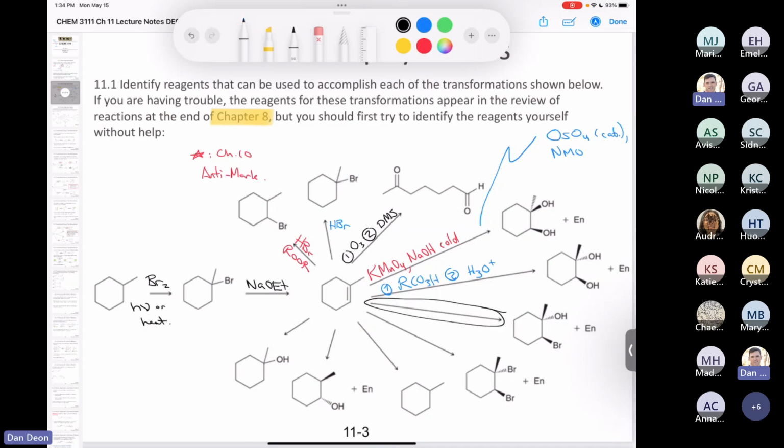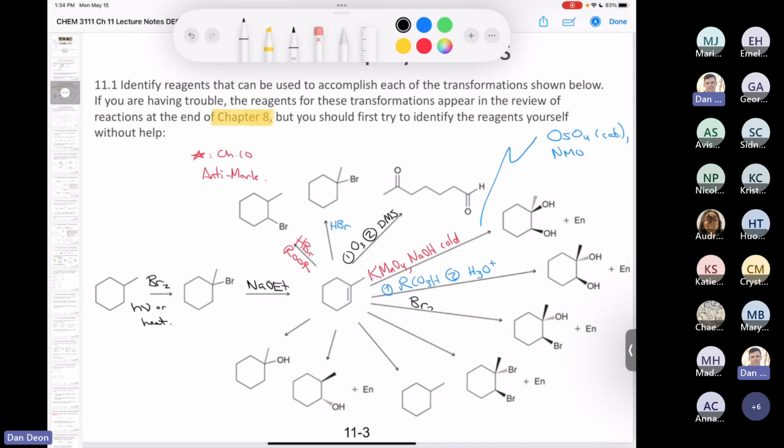All right, move on from there. So this one here, this is halohydrin formation. So what do we need to do that? Well, we need to have bromine, which forms our bromonium ion, but we use water as the solvent. Because water is our solvent, it comes in as a nucleophile and attacks the bromonium ion and gives us the halohydrin. The next one, we already looked at that one. It was one of the first reactions we looked at, which is just bromine.